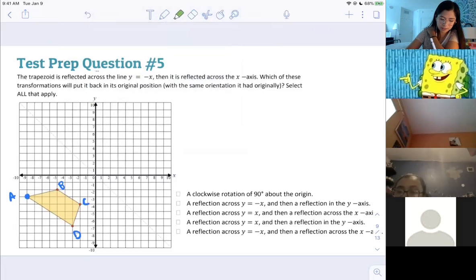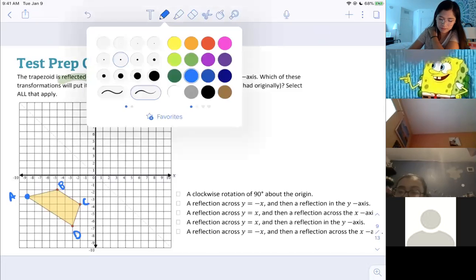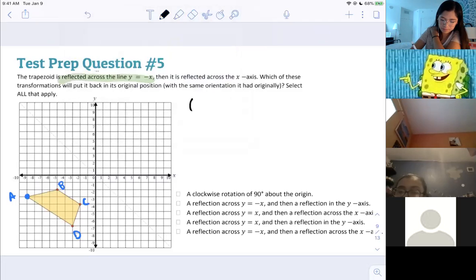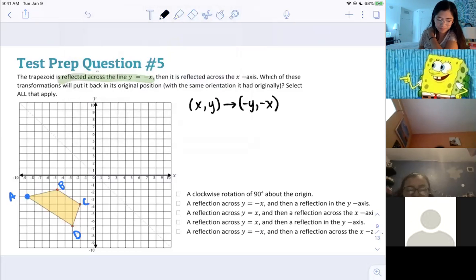First, reflect across line y equals negative x. What's my general rule? I think it's negative y comma negative x. Yeah, that's correct. It's the double flip one.